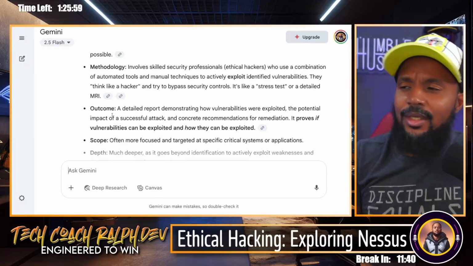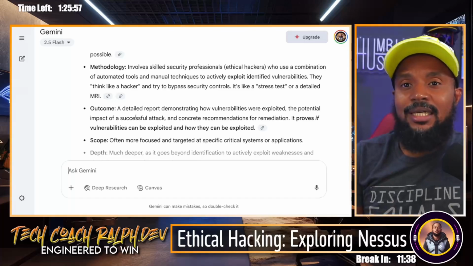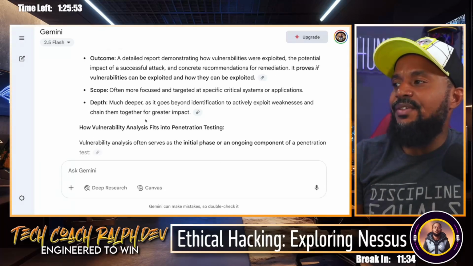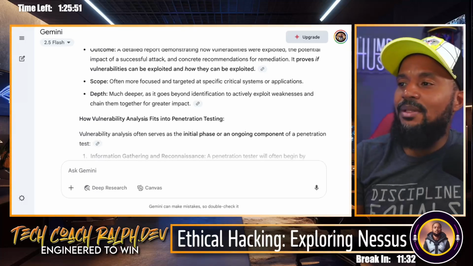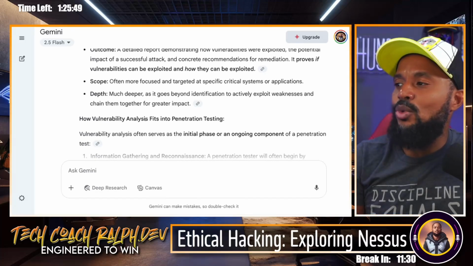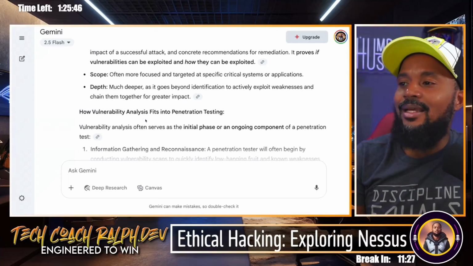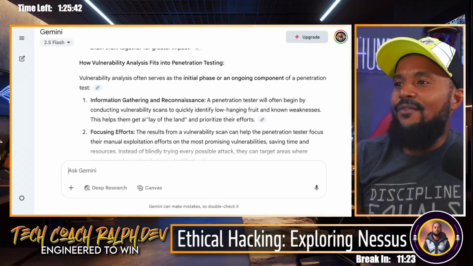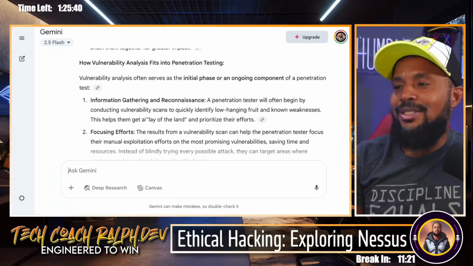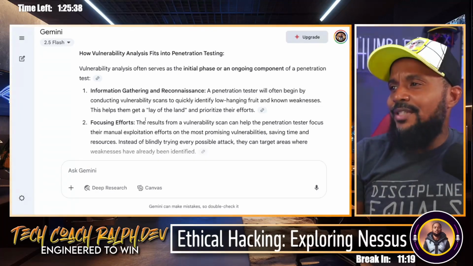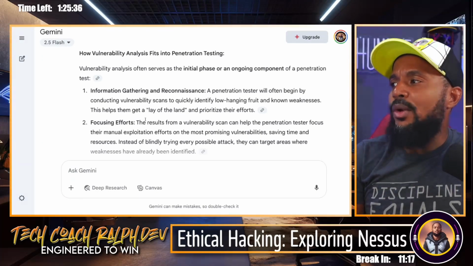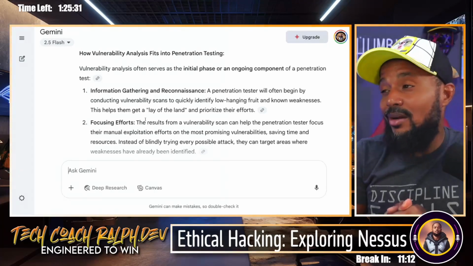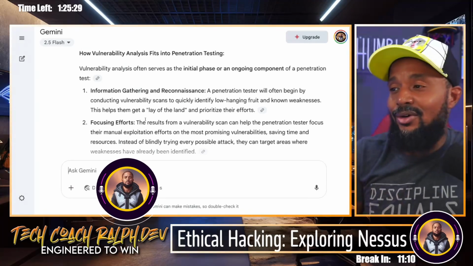But that's also a vulnerability analysis, all right, assessment. Scope is often more focused and targeted at specific critical systems or applications. Depth is much deeper as it goes beyond identification to actively exploit weaknesses and chain them together for greater impact. How vulnerability analysis fits into penetration testing: it often serves as the initial phase or an ongoing component of penetration testing, right? So they complement each other. It works as a part of it, or it is the prerequisite, as I said earlier.